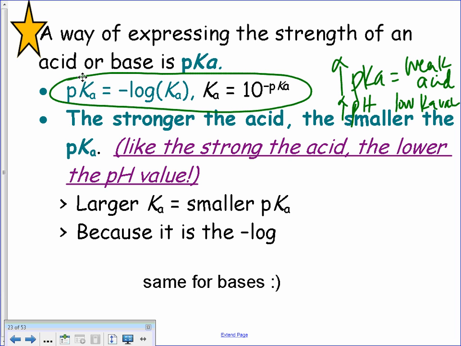I know your brain is full. Actually, your brain's not full. Your brain holds a lot more.